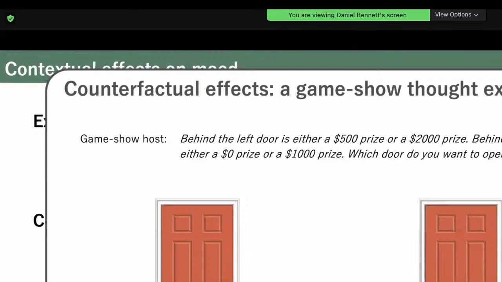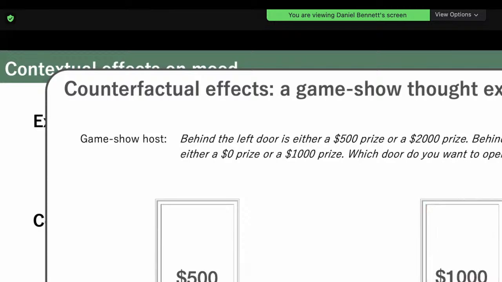So let's say now that the game show host opens your chosen door and you find $500 behind there. You're going to experience some negative surprise because this is the worst of the two possible outcomes, but it's still better than nothing. It's still a win of $500. Then the game show host, because they're cruel, tells you, okay, I'm going to open the door on the right as well, and you see that you would have won $1,000 if you'd opened the door on the right. So this elicits negative emotion, right?